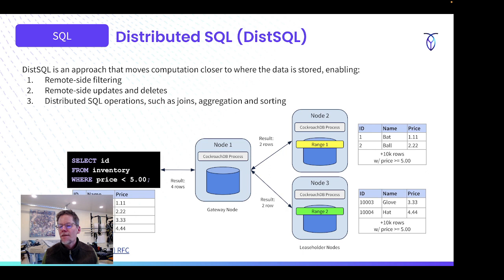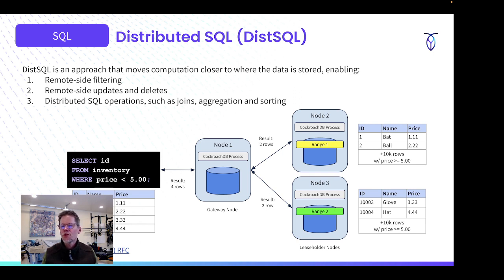So we have an example here. We have a table that has maybe some products and inventory, and it has a name and a price. So a very simplistic example. If I say SELECT id FROM inventory WHERE price < 5, that will go to the gateway node. And we can see that this query is going to involve two different ranges, and the leaseholders for those ranges are on different nodes.